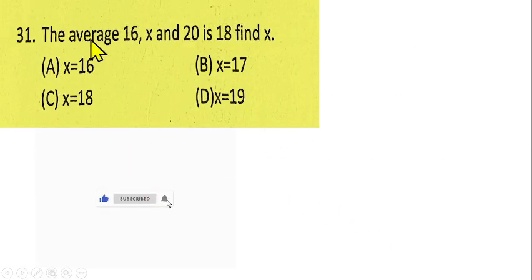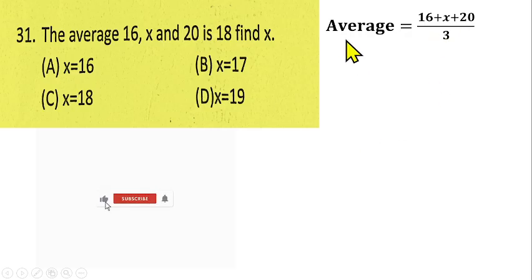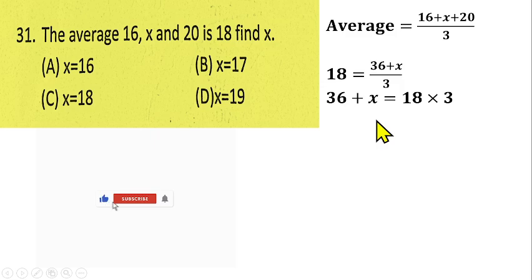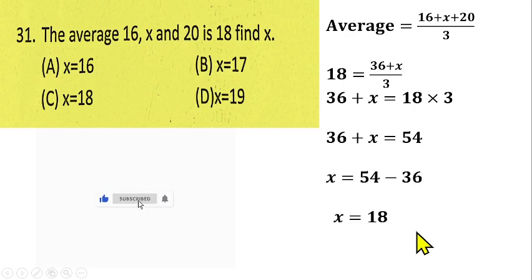Question number 31. The average of 16, x and 20 is 18. Find x. Average means mean. So we have to add this together. x plus 16 plus 20 divided by 3. It should be equal to what? 18. So average is to add these three numbers together divided by 3, and I'll be giving the value of the average to be 18. 16 plus 20 is 36 plus x over 3. Cross multiply. So that should give us 36 plus x equals to 18 times 3. 36 plus x equals to 54. x will be 54 minus 36. x will be equals to 18, which is option C.